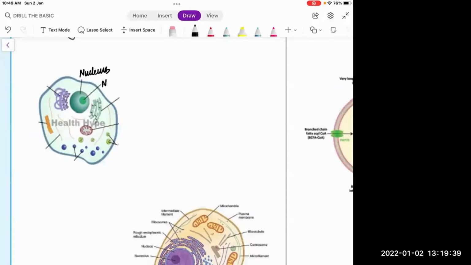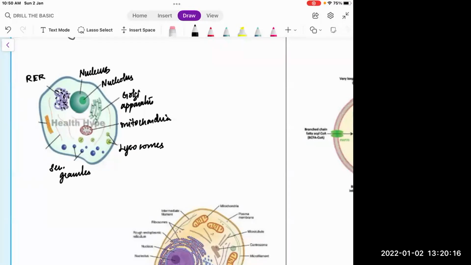Okay. And inside the nucleus you have the nucleolus, and these are the Golgi apparatus, the mitochondria, and this is the rough endoplasmic reticulum because you have the ribosomes attached to this endoplasmic reticulum, and these are lysosomes, secretory granules which contain the enzymes, and other microfilaments, and the microtubules.